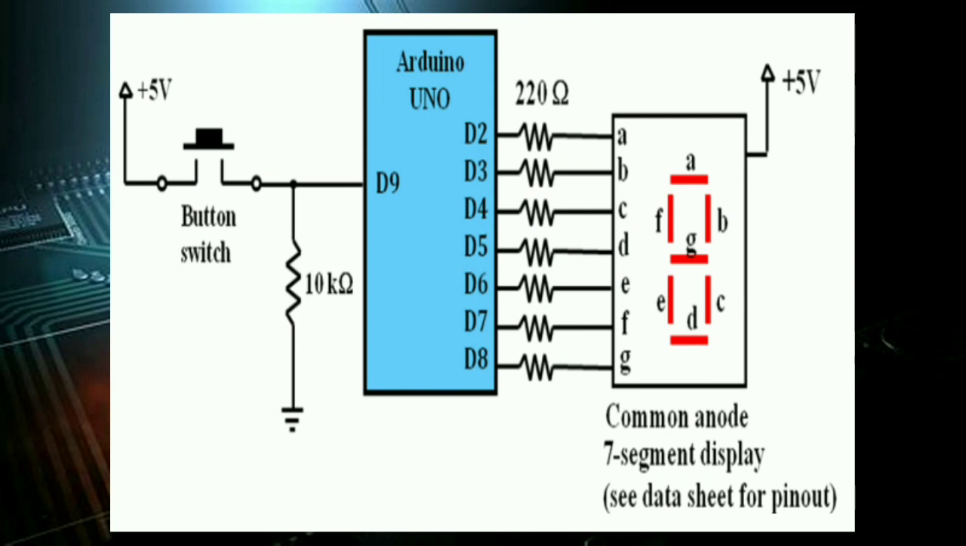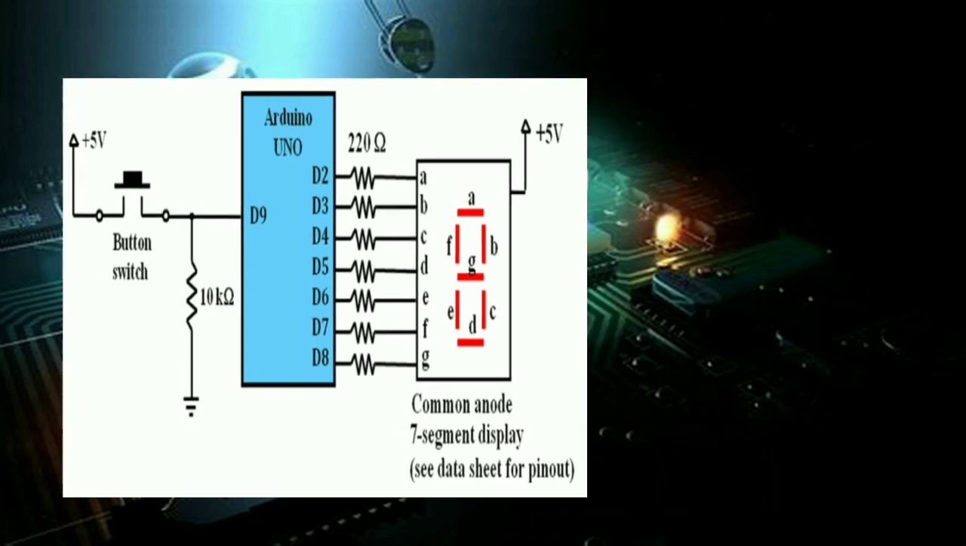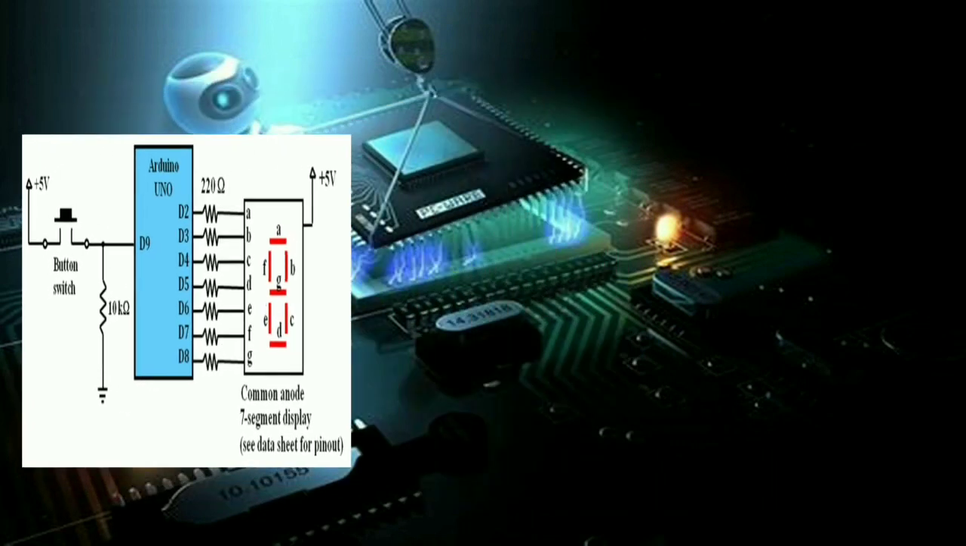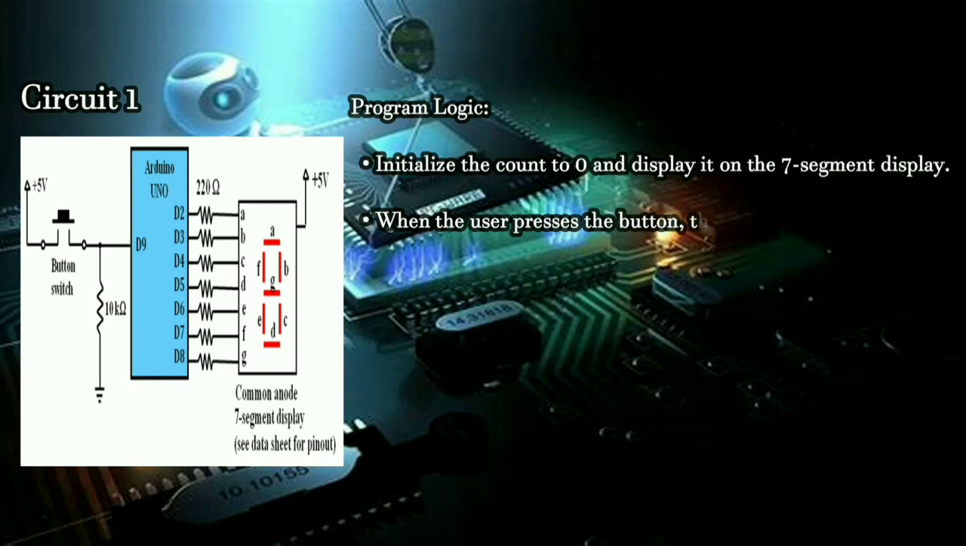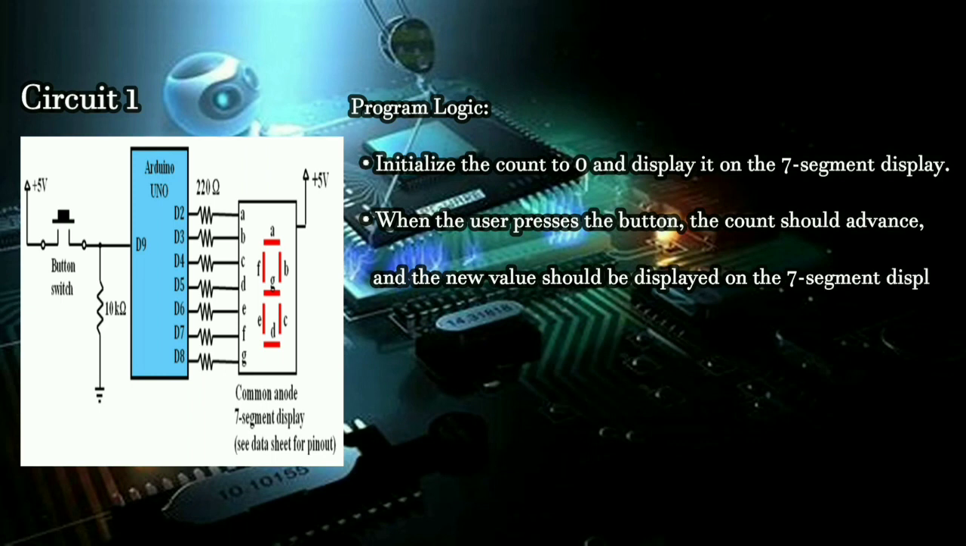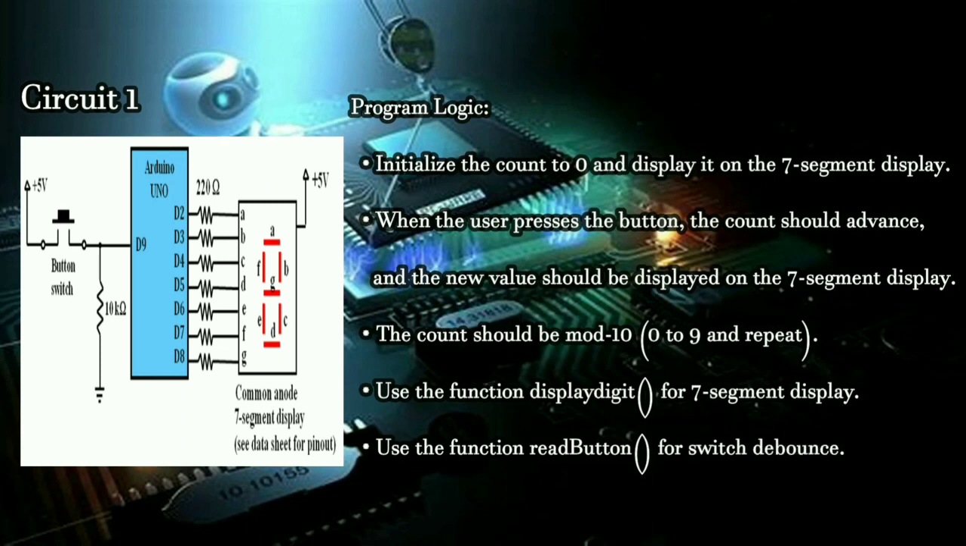So as you can see on the screen, we have circuit 1. Our task for this circuit is to write a program for the Arduino Uno with the following functions. First, the count should be initialized to 0 and shown on the 7-segment display and the computer screen. When the user presses the button, the count should advance, and the new value should be displayed on the 7-segment display and the computer screen. The count should be mod 10, 0 to 9 and repeat. Use the display digit function described in the presentation for this lab, and use the read button function provided in this presentation to allow for switch debounce.